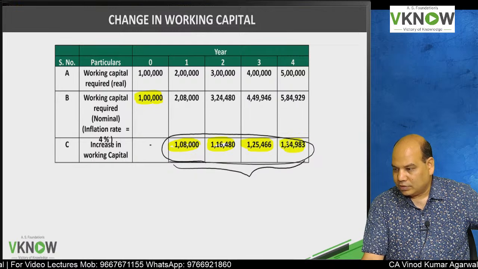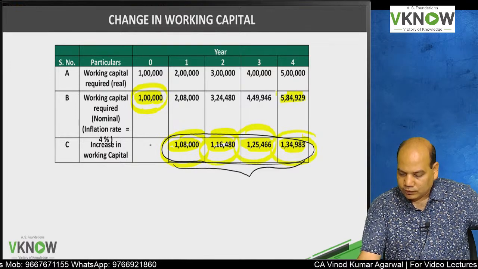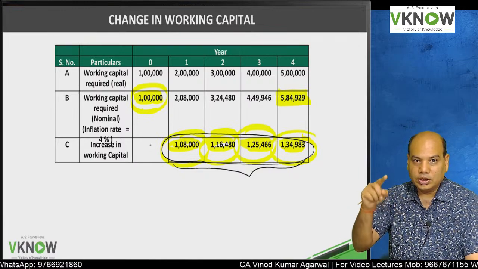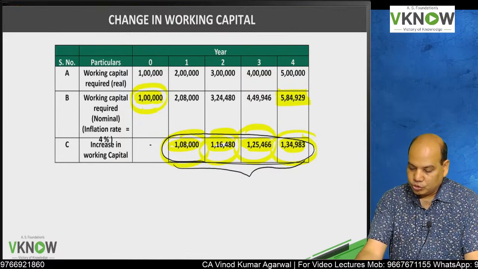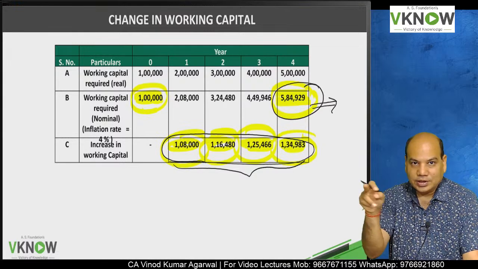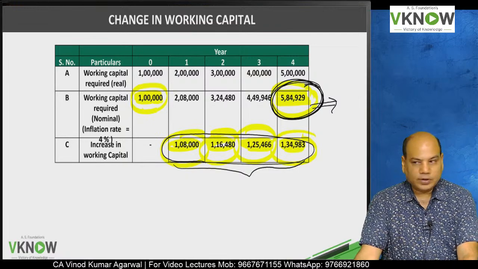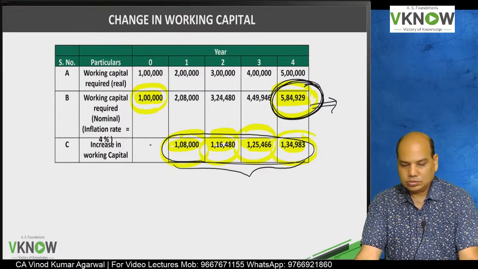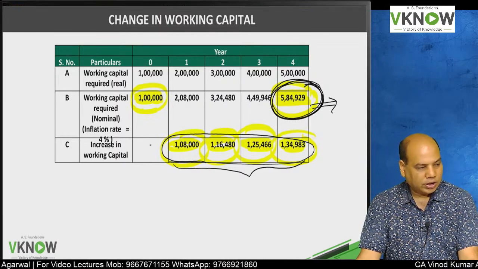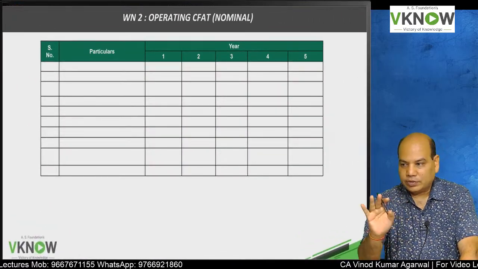My total working capital invested is 1 lakh plus, which means it is equal to 584,929. 584,929 is my total working capital requirement. Is it right? Which will be recovered at the end of the fifth year. So what you do? Go to main page, last line. Recovery of working capital, put this number: 584,929, positive number. Right. So this last line, working capital recovery, we have done.